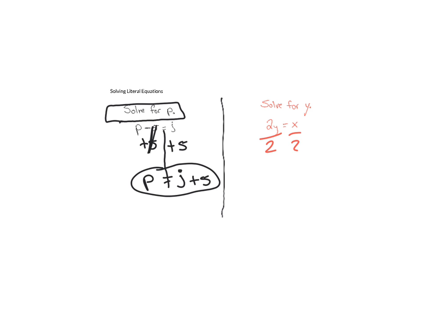I know that 2 divided by 2 is 1y. And that leaves me with the other side, which is x divided by 2. Since I don't know the value of x, I'm just going to simply rewrite it as x divided by 2. And that's what the solution is going to be. Okay? Now, it doesn't get much more complicated than that.